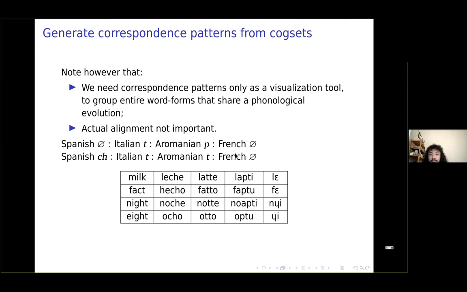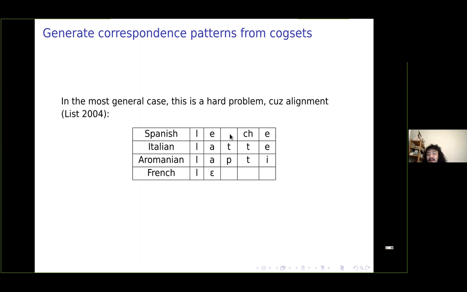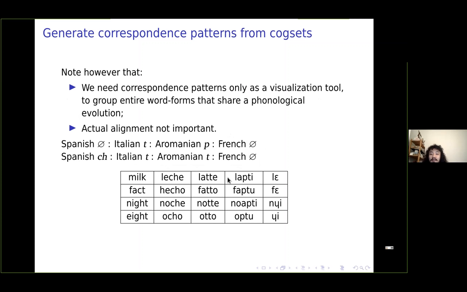However, first we notice that we don't really need the actual algebraic expression of the correspondence patterns. We need them mostly as a visualization tool. So I think we can all argue that nothing which corresponds with T, which corresponds with P, which corresponds with nothing, completely misses the point.